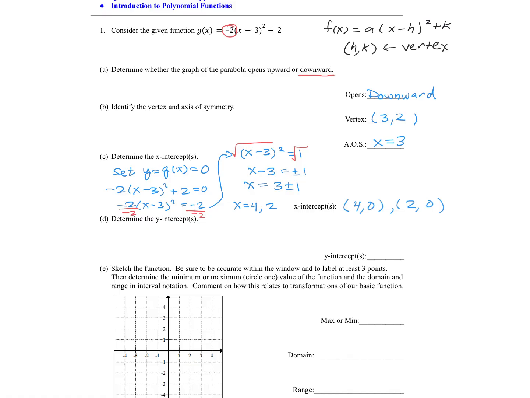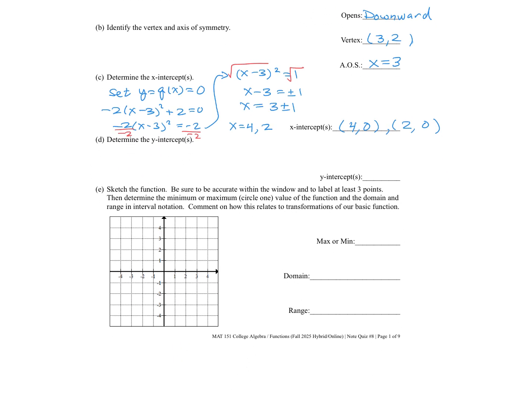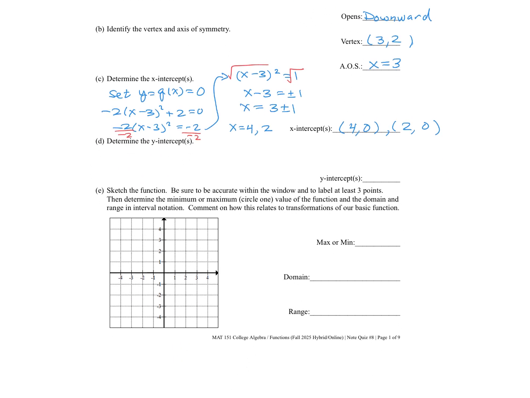The y-intercepts are perhaps the easiest points to get on a parabola. We're just going to set the x equal to 0, which in function notation is calculating g of 0. G of 0 we know is going to be negative 2 times 0 minus 3 squared plus 2. So that's going to be negative 3 squared, which is 9. This will be negative 18 plus 2, which is negative 16. And that's going to be the ordered pair 0, negative 16.